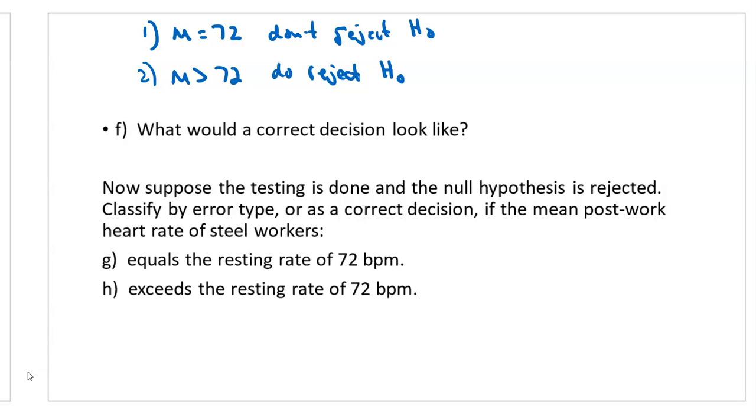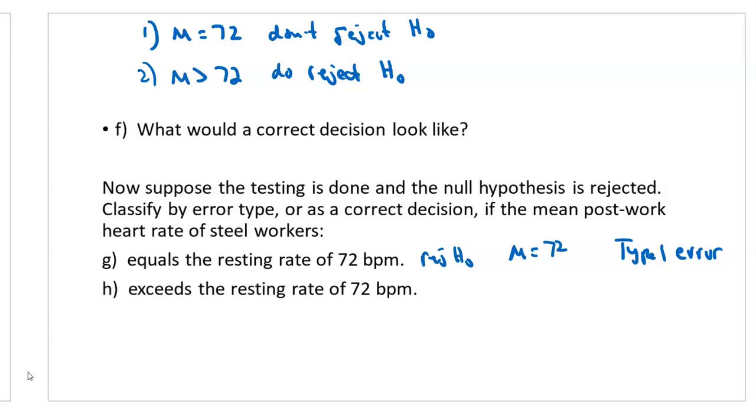All right, and then the last two questions say, suppose the testing is done, the null hypothesis is rejected. Okay, classify it by error type or correct decision. So suppose that the heart rate exceeds the resting rate of 72 beats per minute. And we rejected the null hypothesis. So we rejected the null hypothesis when the mean was actually equal to 72. So that's a type 1 error. We rejected it, but we shouldn't have rejected it because the mean was actually equal to 72.